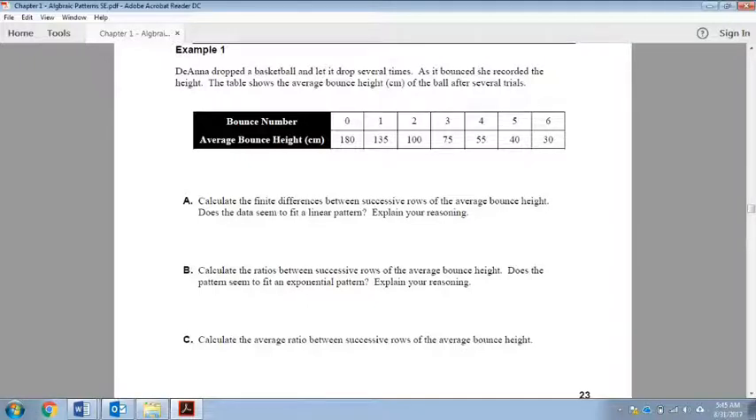Okay, so finite differences. 135 to 180, well that's down 45. This is down 35, this is down 25, this is down 20, this is down 15, this is down 10. Alright, they're all vastly different. So does the data fit a linear pattern? No.